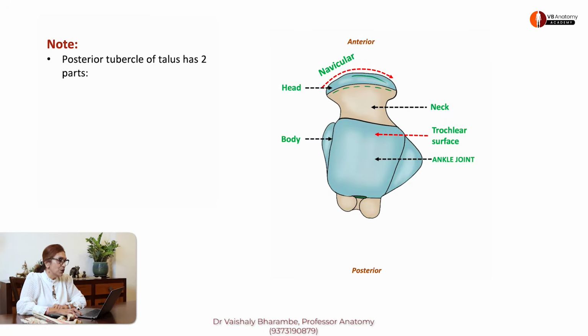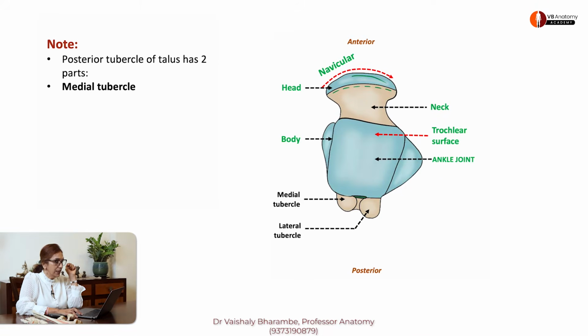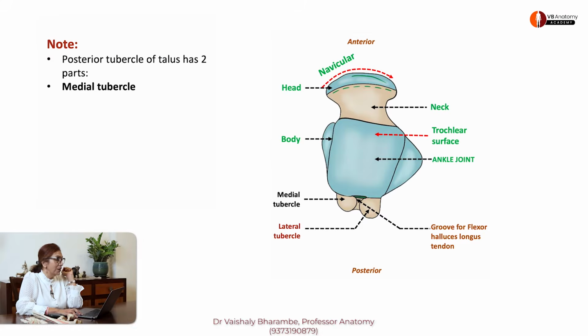Right. So, now come to the posterior part of talus. If you recall, I had shown you there were tubercles there. Okay. So, posterior tubercle of talus has two parts. A medial tubercle here and a lateral tubercle here, separated in the middle by a groove for the flexor hallucis longus tendon. Now, why are we discussing this? A, you should know this. B, you should know that the lateral tubercle of talus sometimes does not fuse only with the talus. It becomes a separate bone.